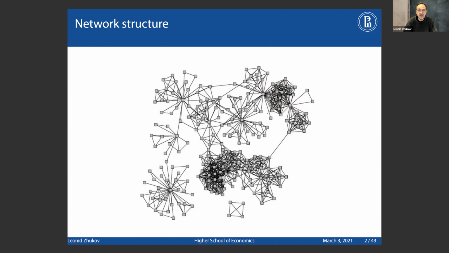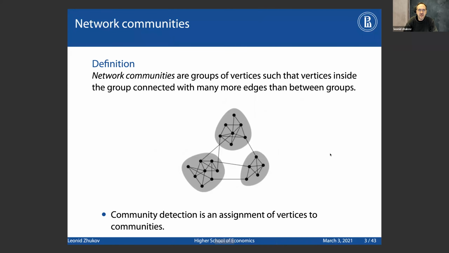examples of different communities, but in order to be able to detect them, and that's what we're going to be learning how to do today, we need to provide at least some sort of definition that will allow us to search for the communities. So the definition is the following. Network communities are groups of vertices such that vertices inside the group are connected with many more edges than between the groups.